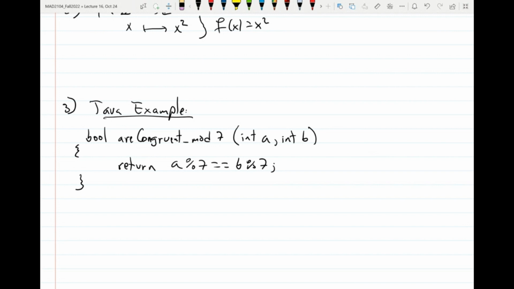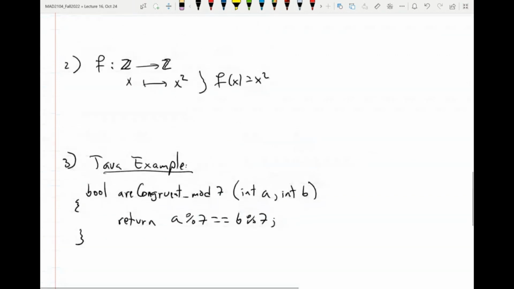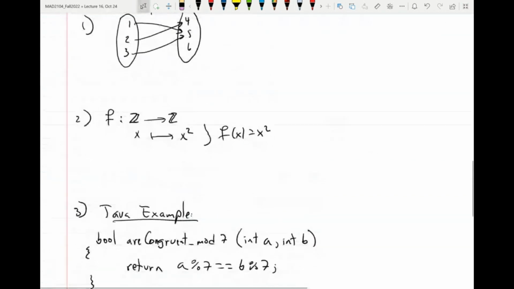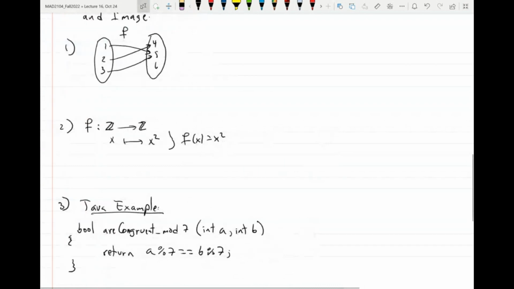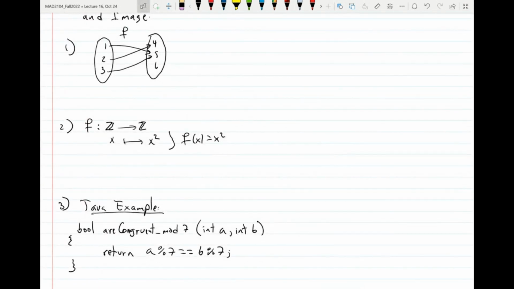All right, so the point is here you have 3 examples, so go for it. I want you to tell me what's the domain, what's the range, and what's the image for these functions.